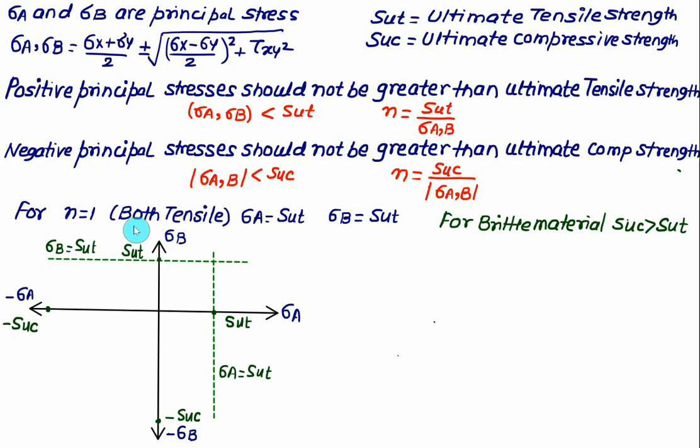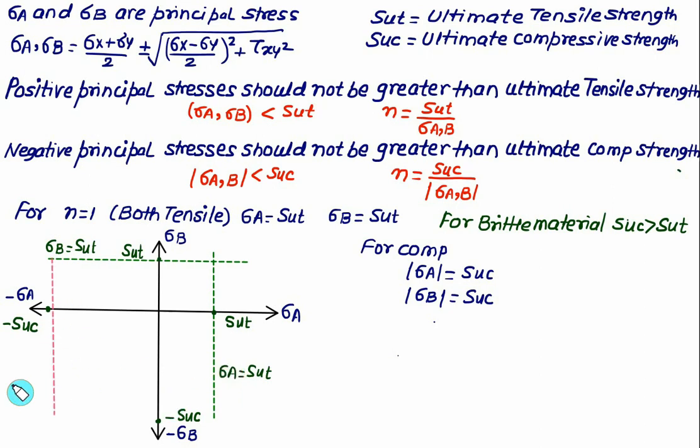But if both the stresses are compressive, that is, sigma A is compressive, then you have to compare the modulus of sigma A, that is, the absolute value of sigma A must equal SUC, and the absolute value of the second principal stress sigma B will be equal to SUC. If we have the absolute value of sigma A equal to SUC, you have to draw the vertical line through SUC, similar to this line.